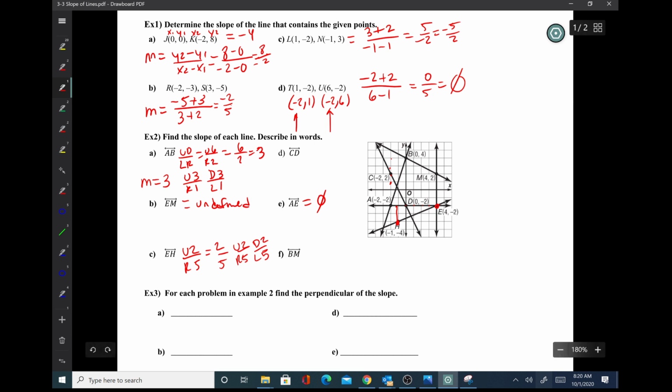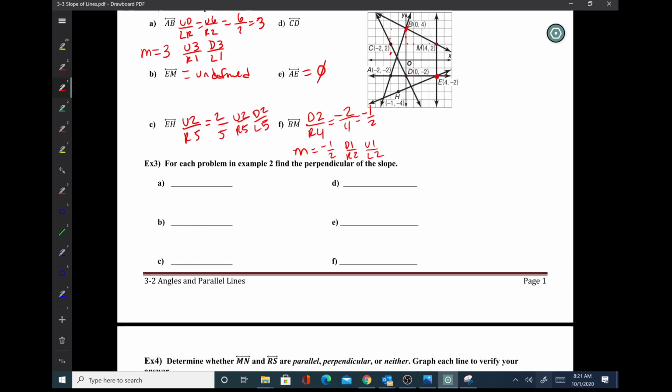Letter F. BM. Where is BM? I don't see it. Oh, BM's here, right? Okay, so I'm going down 1, 2. So I'm going down 2, and I'm going right 1, 2, 3, 4, right 4. Well, down's negative, so negative 2. Right is positive, so 4. So that's negative 1/2. So the slope is negative 1/2. And that's down 1, right 2, or up 1, left 2.